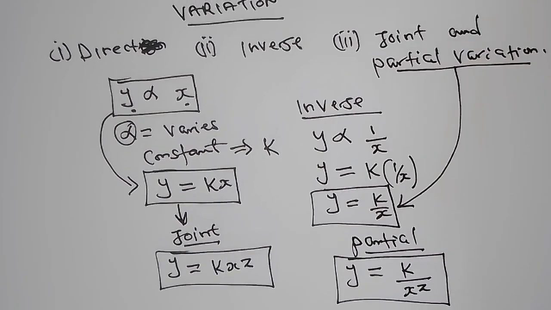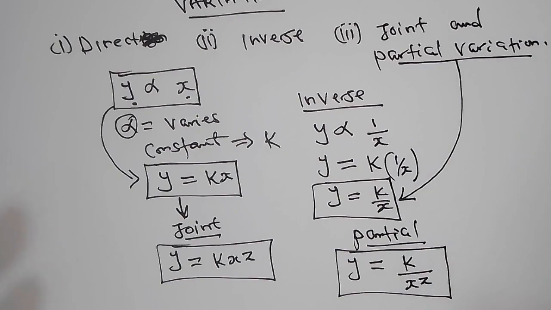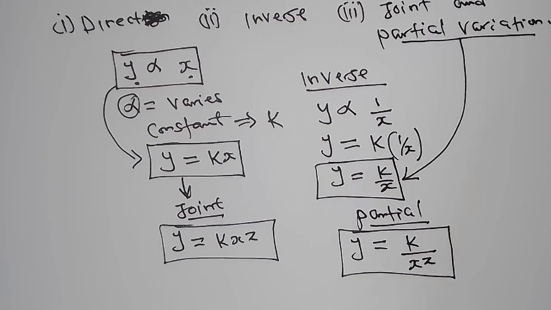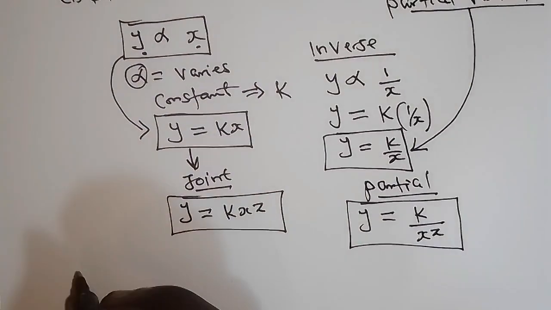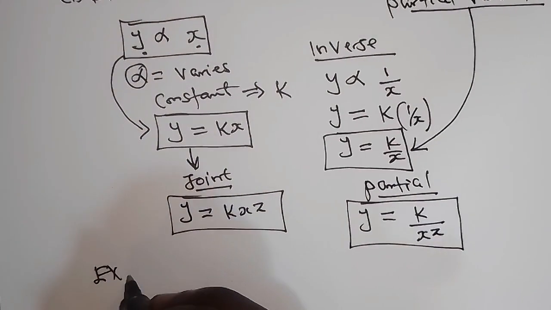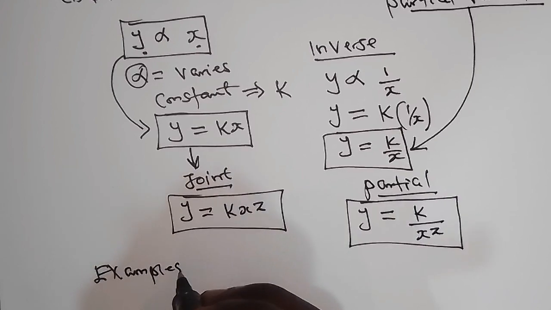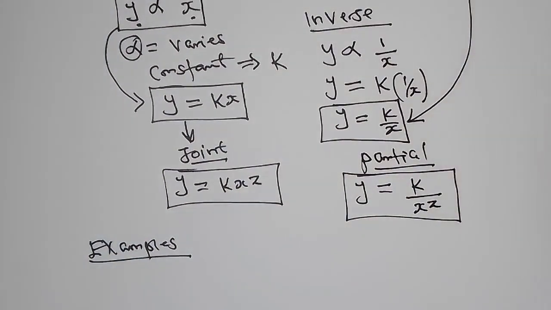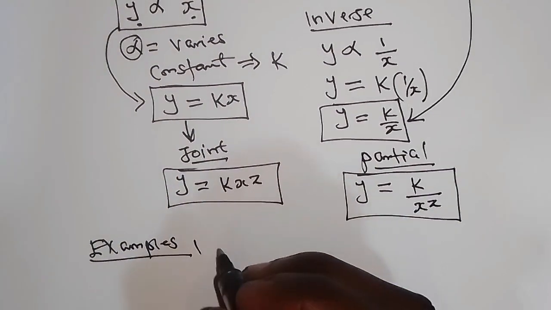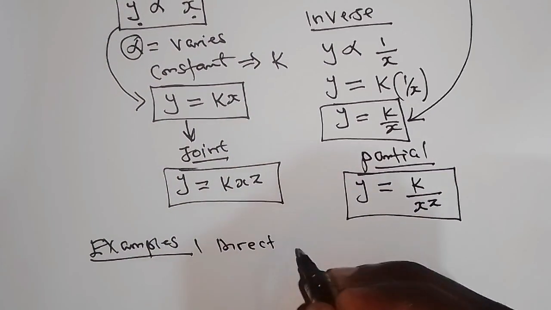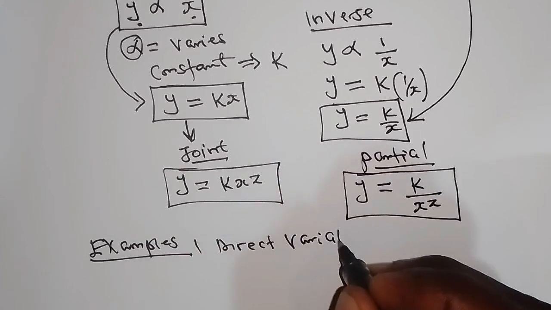So the moment you understand this concept, you have to be very careful. You must be able to identify which one you are dealing with. Okay, so now let us look at the examples, so that we can understand how you can go about these kinds of variations. So our example 1, we'll look at direct variation.